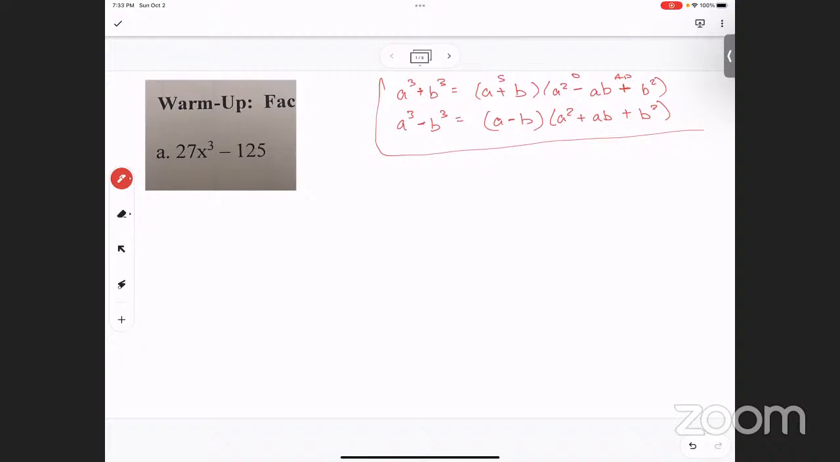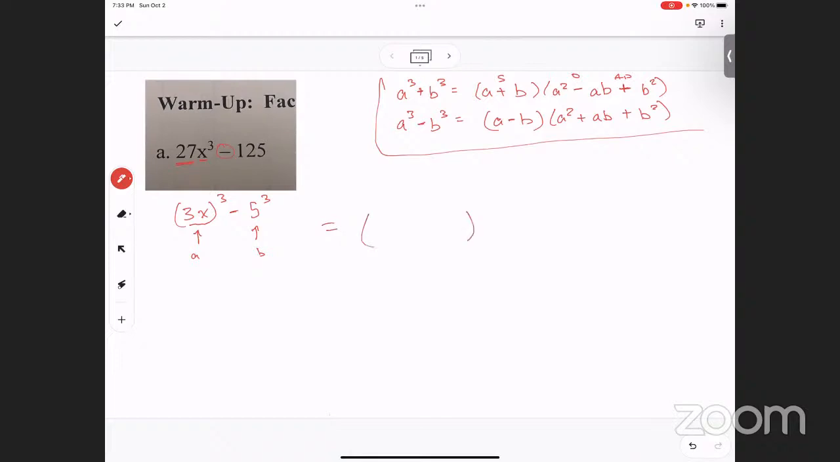So notice what we have here. You see how 27 is 3 cubed and x cubed is x cubed. So it's 3x cubed minus, what's 125? 5 cubed. That's right. So what's my a? 3x. And what's my b? Just 5. And notice how it's a negative. So how does this factor?